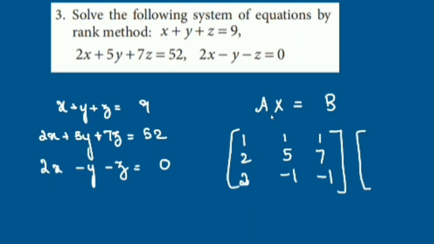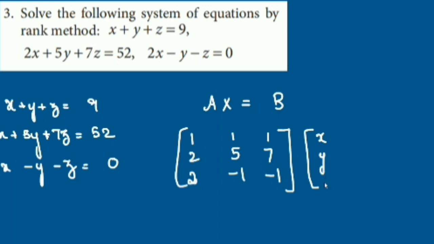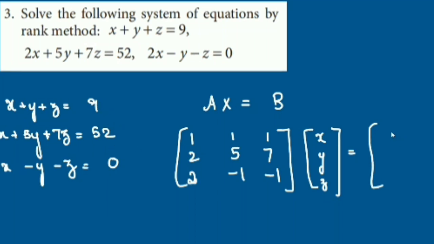Into the matrix X. Matrix X is the unknowns, the variables. There are three variables here: x, y, z. So write the variables as a column matrix: x, y, z. Then the matrix B is the constants: 9, 52 and 0. So this is the first step, you have to write this in the matrix form.